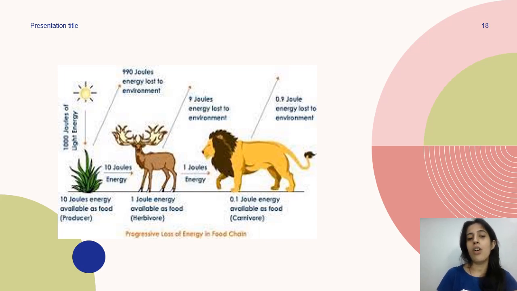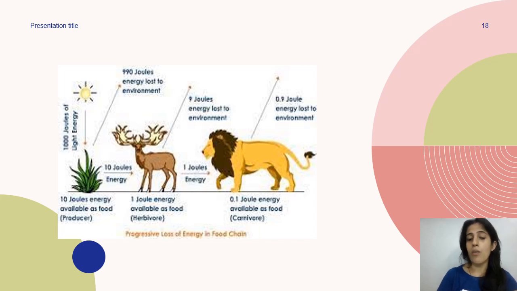So 90% of energy is utilized here, and in this the 90% is utilized here, and in this also 90% is utilized in all the processes. Only 10% is left at the last. So this is known as the 10% law.